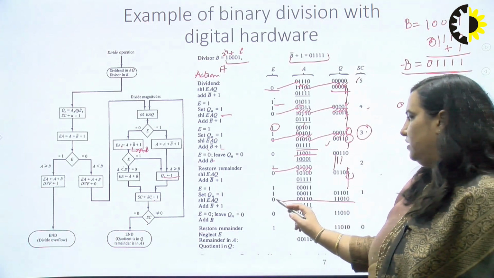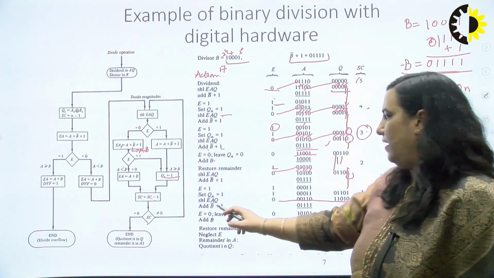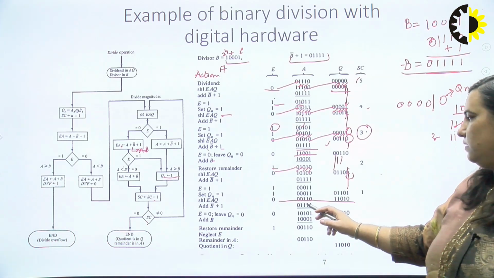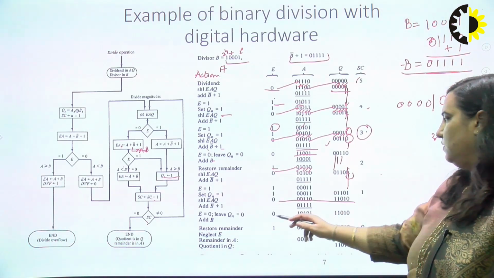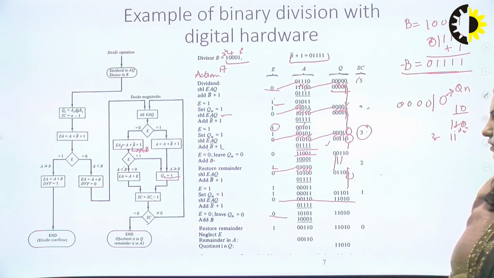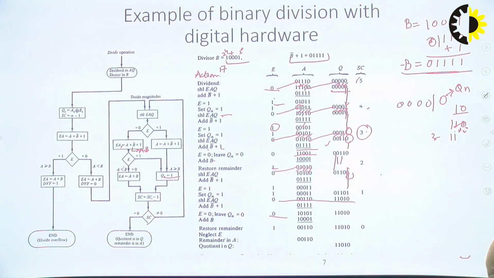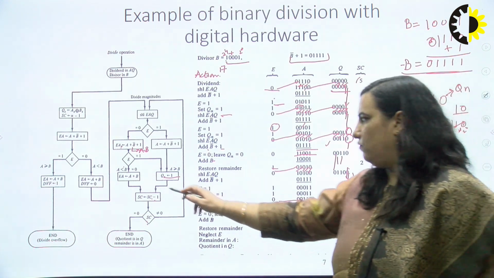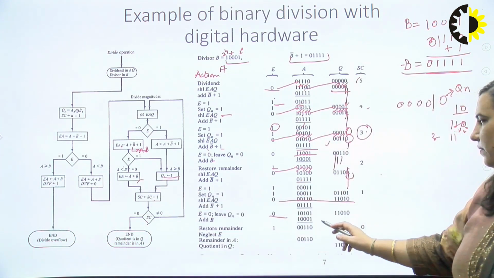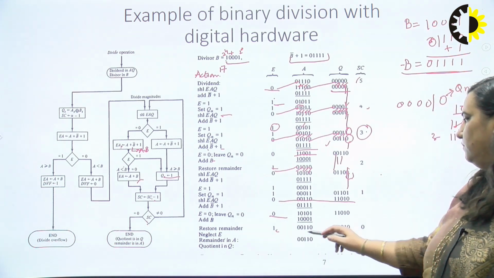And we are checking the value of this E. It is 0. So we will add B plus 1 here. B complement means minus B here. After performing the addition operation, we will get E is equal to 0. E equal to 0 means we have to leave the Qn bit as it is. After performing this, we will add B here. After performing the addition operation, we will get 1 0 0 1 1 0.